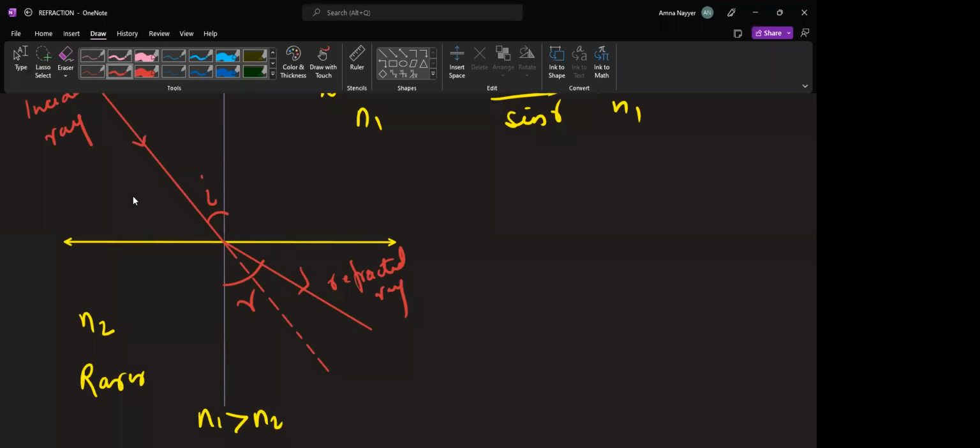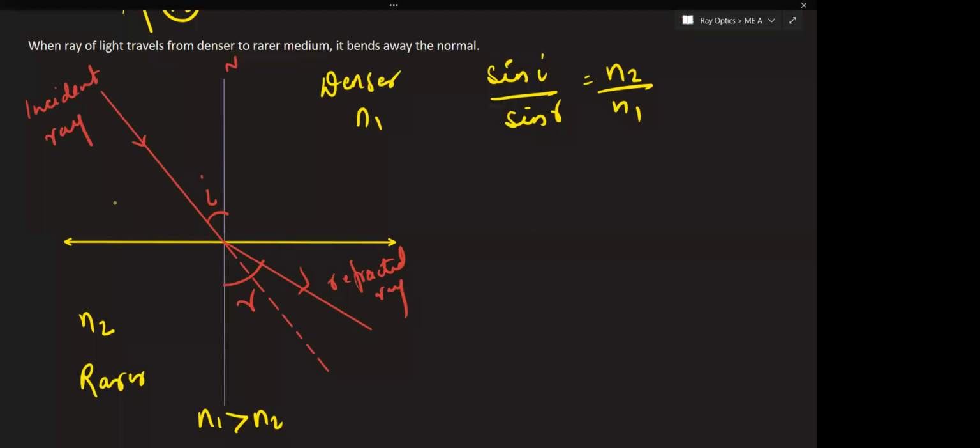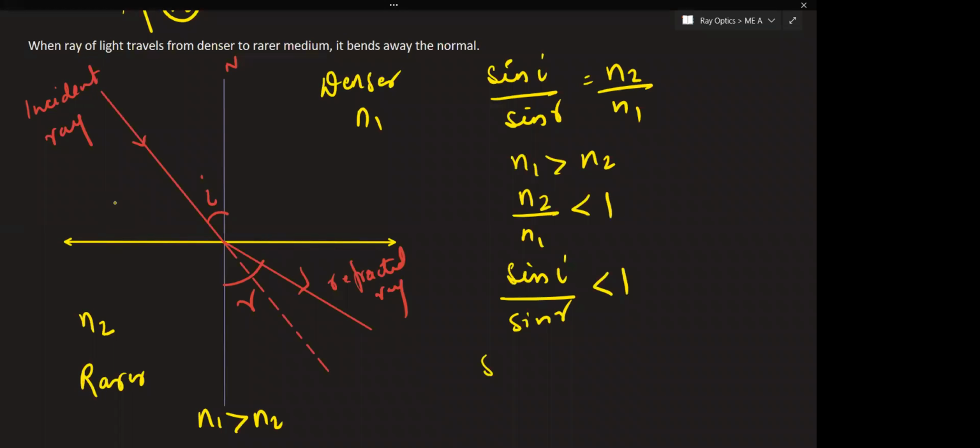Now same steps you will repeat. Sin I by sin R is N2 by N1. So N1 is greater than N2, it means N2 by N1 is less than 1. So sin I by sin R is less than 1. Sin I is less than sin R. So the angle of incidence is less than the angle of refraction. So this way you can say the refraction angle is greater than the angle of incidence.